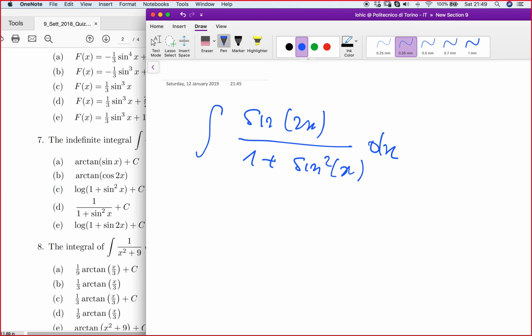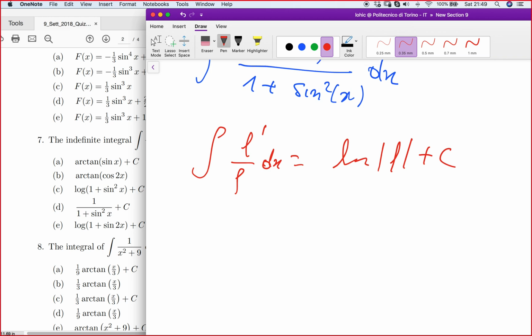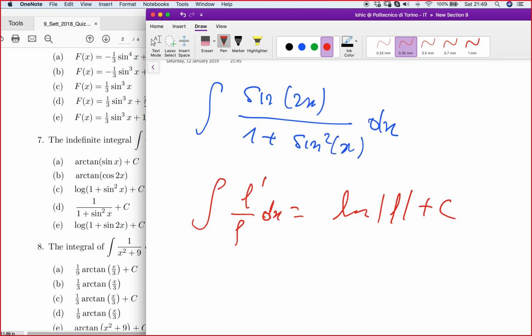We remember this fundamental formula that says that the integral of f prime over f in dx is equal to the logarithm of the absolute value of f plus a constant. This is a formula that we saw in the previous MCQs some days ago.